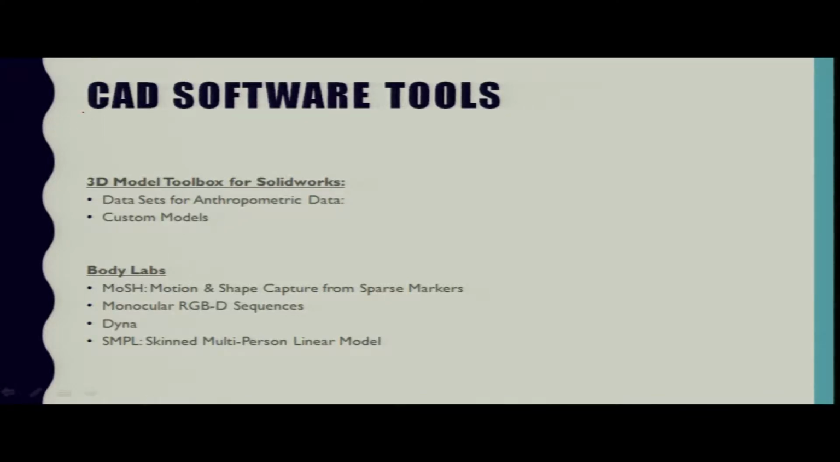Now the next heading we are going to learn about is the existing CAD software tools for ergonomic assessment. This may be a 3D model toolbox for SolidWorks, with data sets for anthropometric data, and we can also customize the model. Basically, in these CAD software, in order to understand the human body, 3D images are essential to analyze. It is essential to analyze your actual body condition.